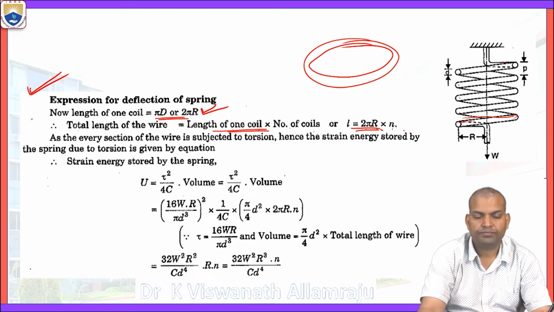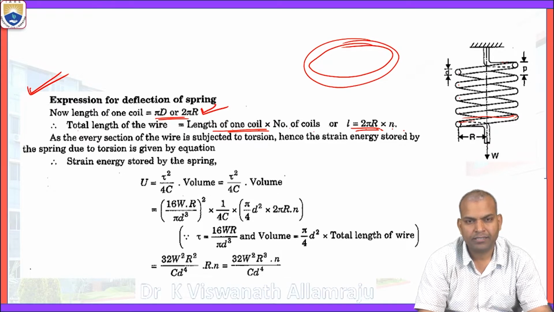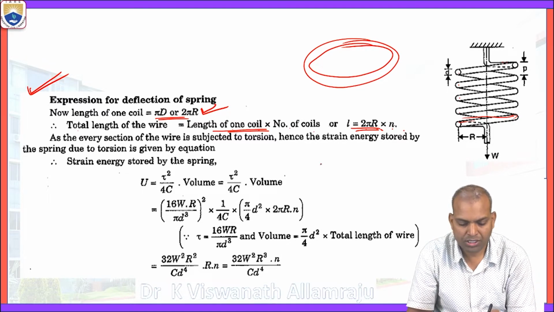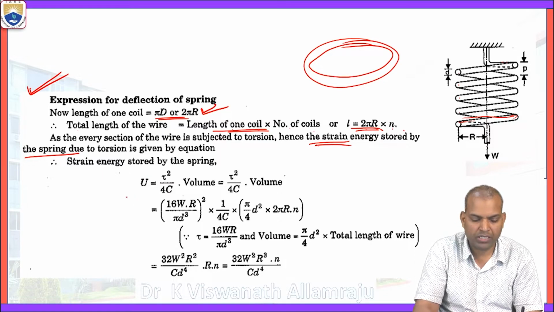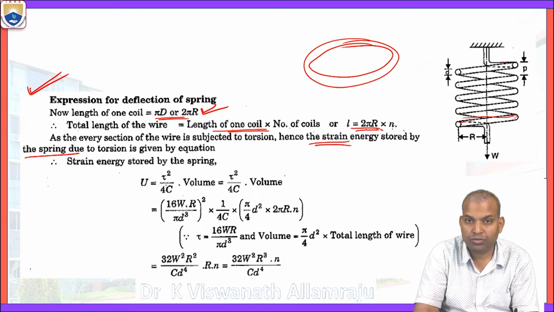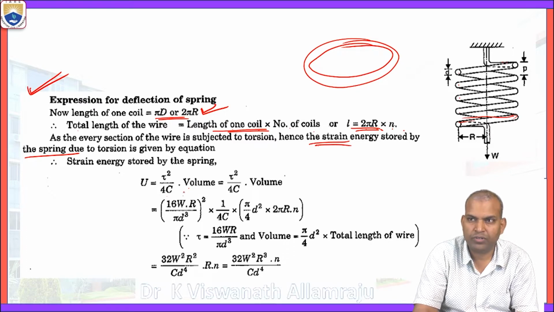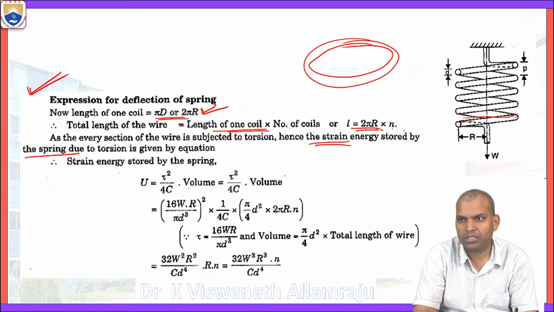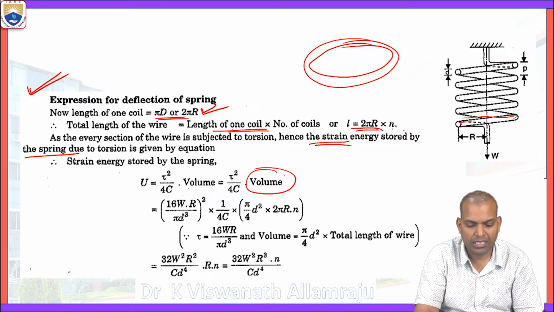Now, as every section of the wire is subjected to torsion because of the axial load acting on the wire, the strain energy stored by the spring due to torsion is U equal to τ square by 4C times volume. Actually, σ square by 2E times volume we have studied. Now, what is the volume here? The volume equals area times length.